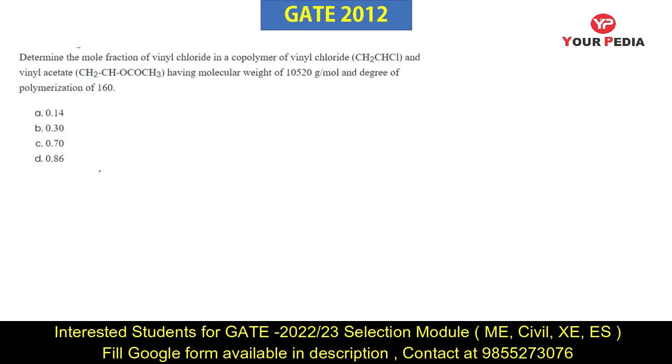Now this is a very important question, and I will give you a detailed explanation of it. Determine the mole fraction of vinyl chloride in a copolymer of vinyl chloride and vinyl acetate. So there is a polymer which contains vinyl chloride and vinyl acetate. Now what is the mole fraction, or weight fraction, of vinyl chloride in this polymer, which contains vinyl chloride and vinyl acetate, having a molecular weight of 10520 gram per mole and a degree of polymerization of 160.